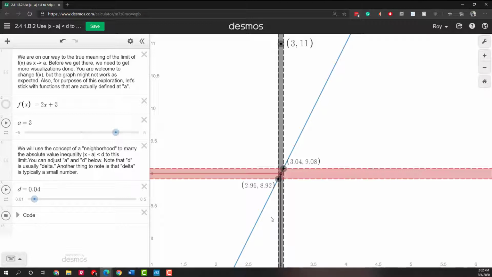A lot of students, especially outside of college, a lot of students prior to college think, oh, I'll just sub in 3. That's not true. You're allowing x to approach 3 for this specific limit.